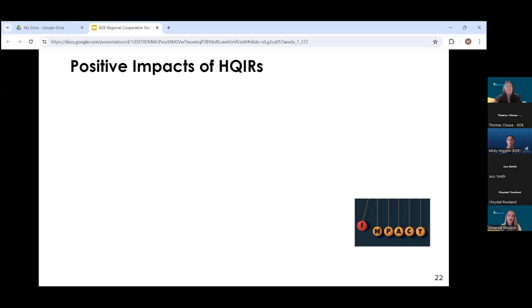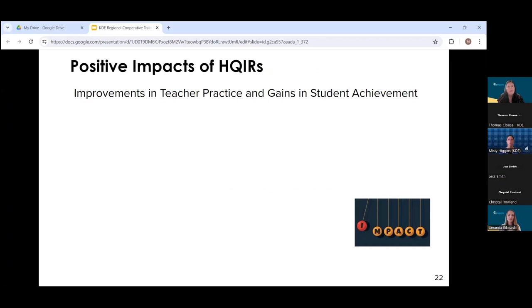Now we'll look at what can happen when high quality instructional materials are present. When teachers have access to and effectively implement high-quality instructional resources, research shows that it results in improvements in teacher practice and gains in student achievement. We're going to take a look at two studies now, and I'll give you a chance to process those individually.